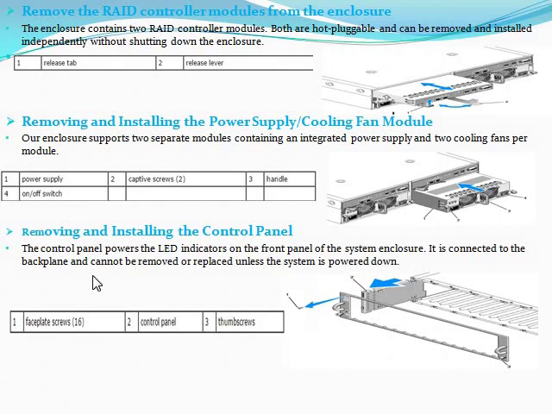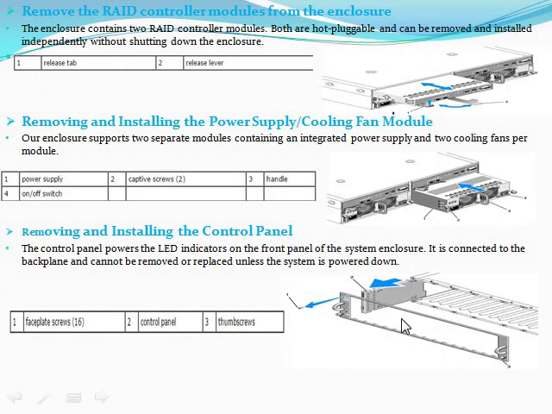Now, how to remove the control panel of the enclosure. Carefully slide the controller power LED indicator on the front panel of the system enclosure. It is connected to the backplane and cannot be removed or replaced unless the system is powered down.